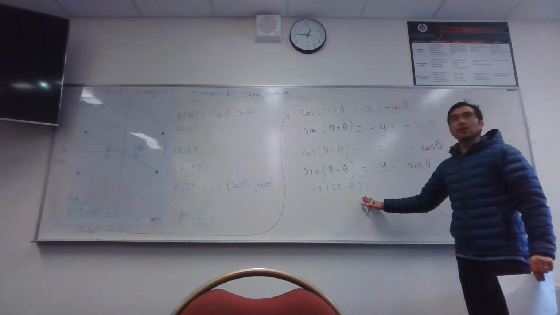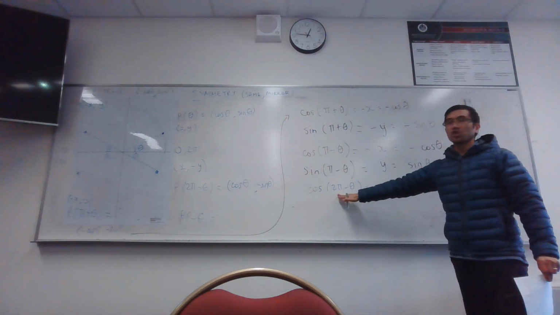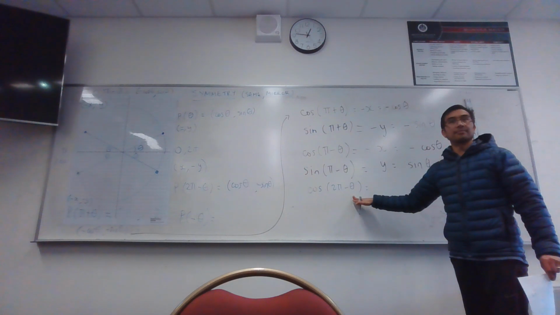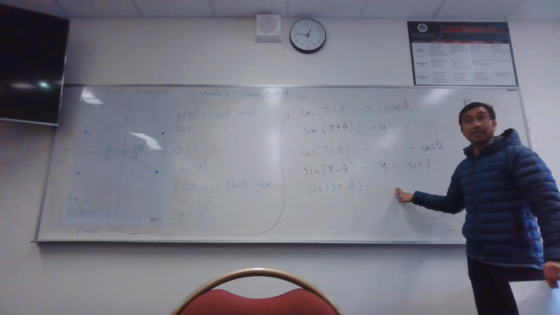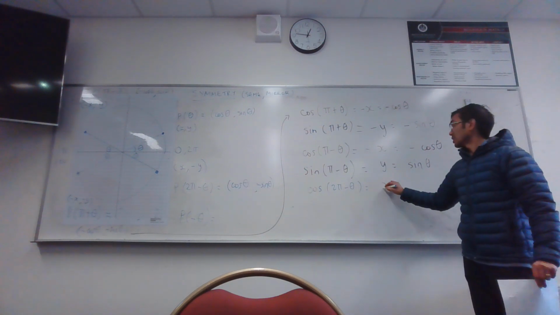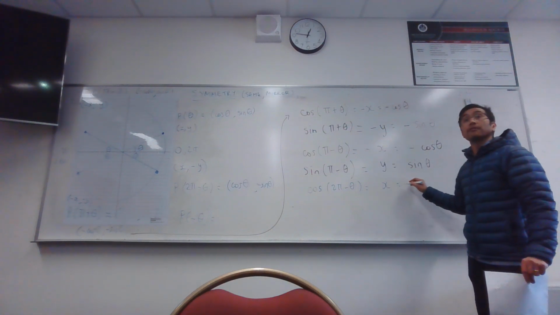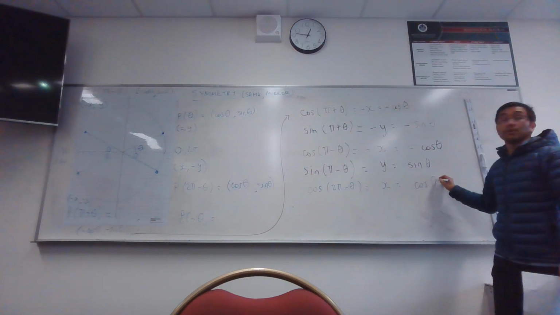Jesse, which quadrant am I? 1, 2, 3, or 4? I'm going to 2 pi, but then I'm going back. Correct. What's the letter? Positive or negative? Good. Therefore, goes like that.